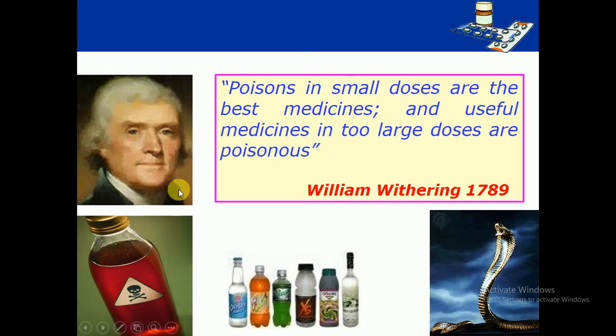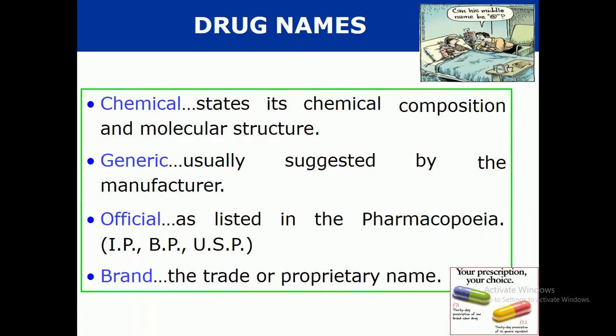On the basis of that assumption, this point is clear: poisons present in small doses are the best and most useful medicines, and if you use a useful medicine in too large a quantity and dose, it becomes poison. So drugs have different effects, which may be desirable or undesirable. An undesirable effect always occurs due to overdosing. I will discuss it in detail.